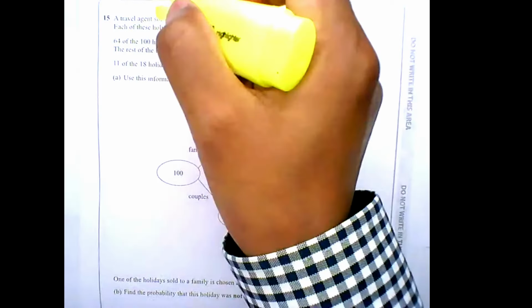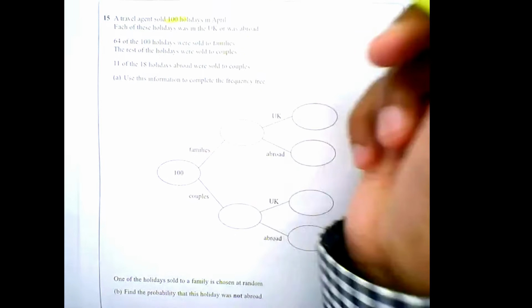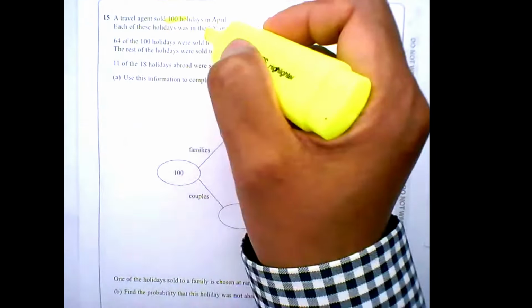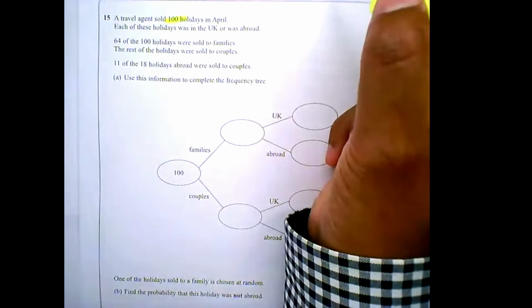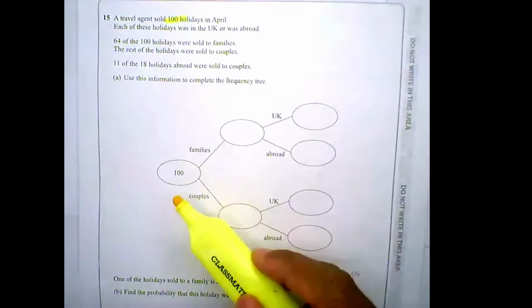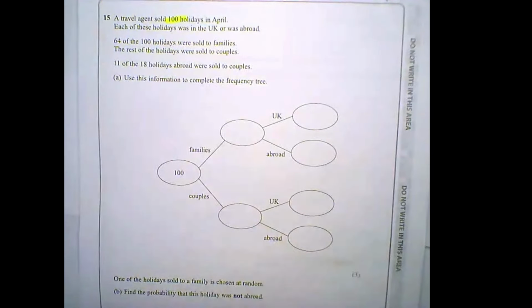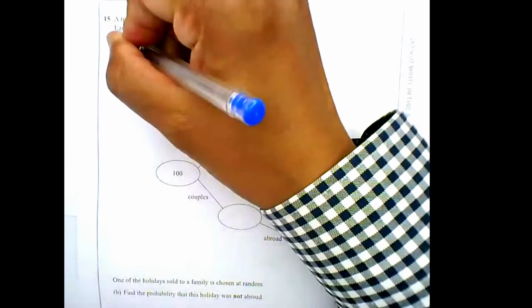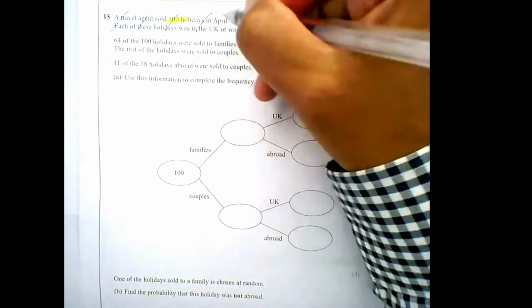A travel agent sold 100 holidays in April. Each of these holidays was in the UK or abroad. And you can see this corresponds with 100 here. So in reality, we don't need these 2 lines of information.